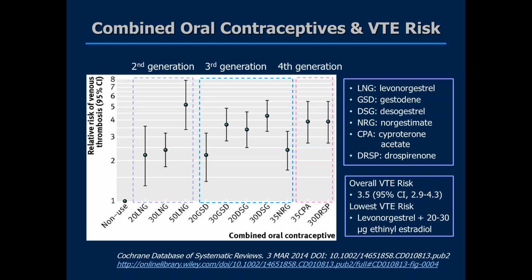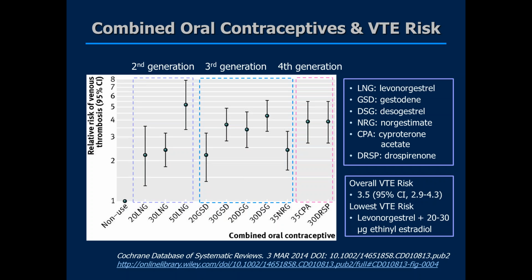The lowest risk was seen in users of either the 20 or 30 microgram of ethinyl estradiol combined with levonorgestrel. So that's the LNG on this slide, and on the bottom where it says 20 or 30 in association with that abbreviation. So that's over on the left side of the slide. An estrogen dose effect was observed for levonorgestrel, so you can see that when you get up to 50 micrograms, the risk of venous thrombosis goes up, as well as for gestodene and for desogestrel.